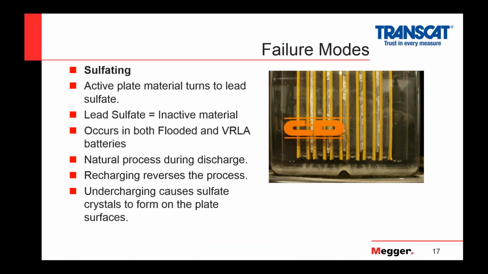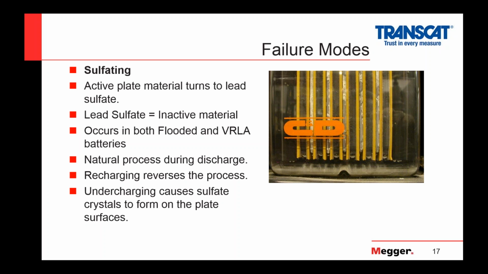Now the next one, plate sulfating. This concerns both VLA and VRLA batteries. This is a normal condition that occurs in these batteries as they discharge. As the batteries discharge, the active plate material turns into a lead sulfate. As that happens, you're losing active material. As you lose active material, what happens? The impedance goes up. It occurs both in flooded and VRLA batteries. And when we recharge the battery, we reverse this process. So the impedance will drop as the battery charges up.